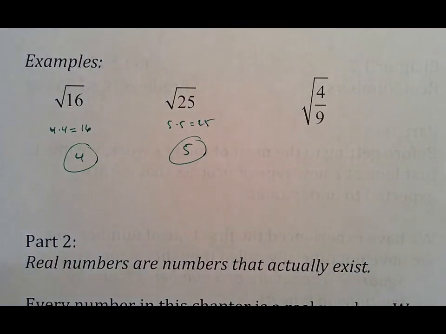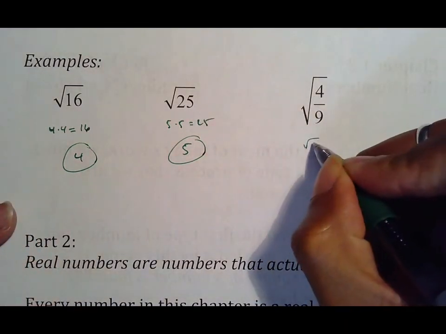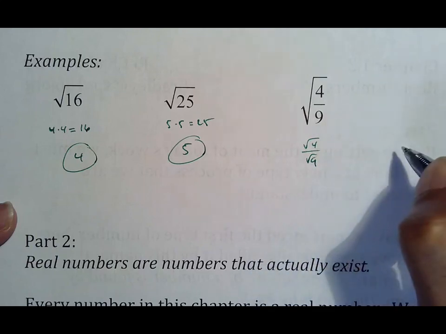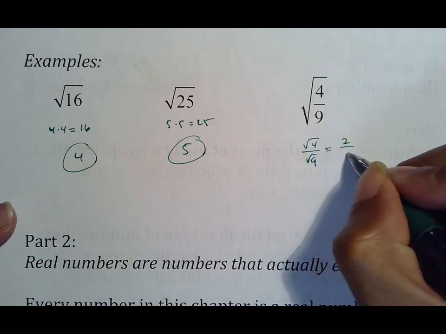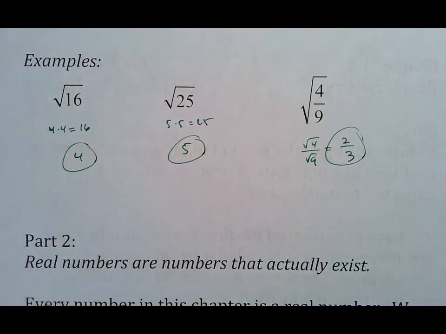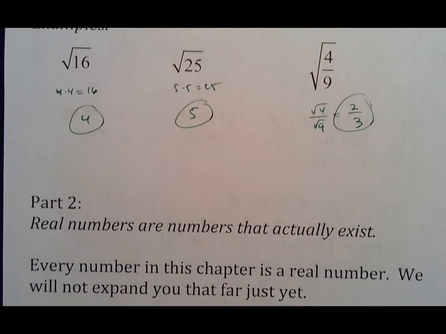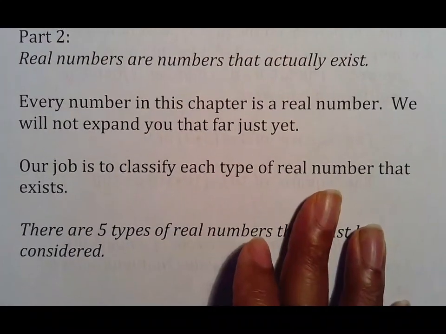It even works with fractions, but what you do with fractions is you separate it, and then you do each part. So square root of 4 is 2, square root of 9 is 3, which means the square root of 4/9 is 2/3. Alright, so part 1 is just making sure you understand the square root notation. Part 2 is what we're really here for.